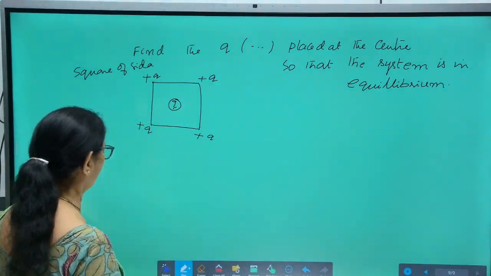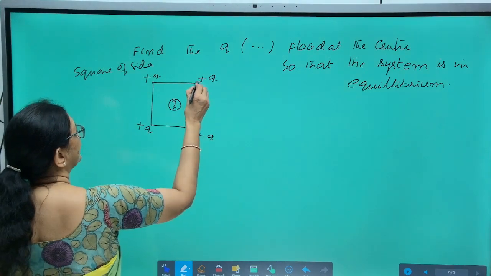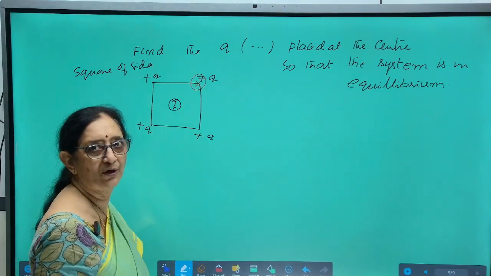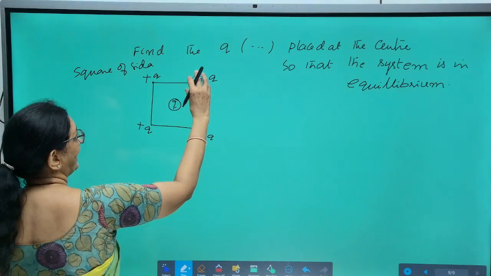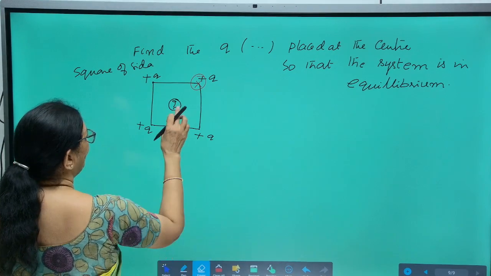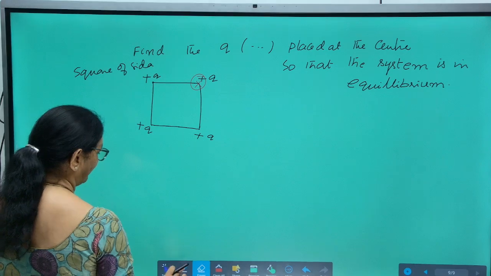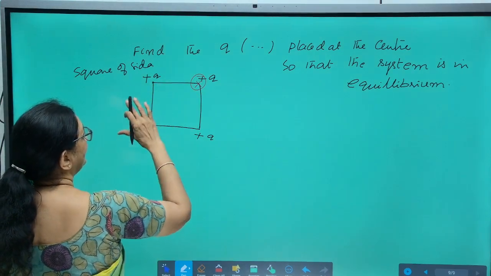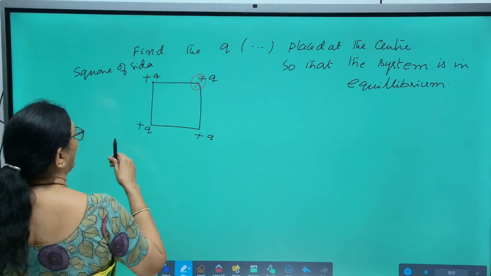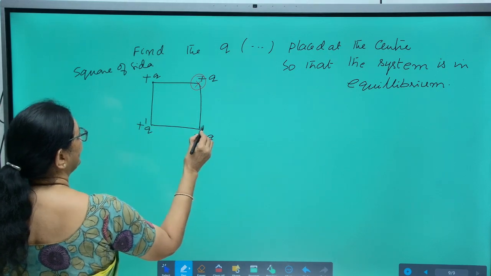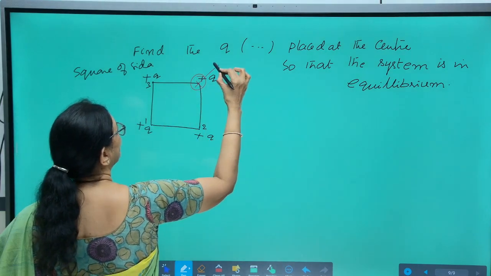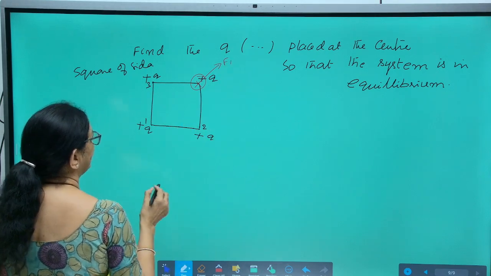Here the system is in equilibrium when the net force on all individual charges is equal to 0. So, let us find the force on the charge placed at this corner. For the time being, forget about the center charge. We want to find the net force due to these charges at this point. Let us name the other corners 1, 2 and 3. Due to this charge, force is repulsive, it will be in this direction.